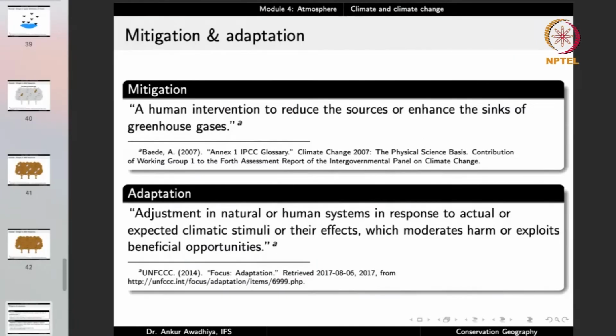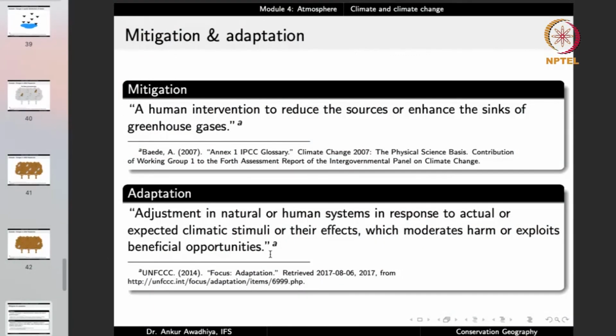Now, when we do a thought process like this, when we do actions in this direction, we are doing adaptation. So adaptation is defined as adjustment in natural or human systems in response to actual or expected climatic stimuli or their effects. So it can be on the basis of actual effects or expected effects. Actual effects means that your city is already suffering from a shortage of water, and so now you are bringing in water from another area into your city. This is a response to an actual effect. Response to an expected effect means that you expect that you'll face a water scarcity, and so you have already started to bring in water or take steps in that direction.